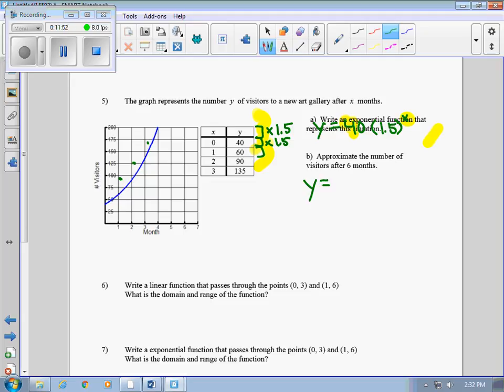Y equals 40 times 1.5 to the 6th. That's after 6 months. When you put that in your calculator, you will get 455.625. We have to round that. It's asking us to approximate the number of visitors after 6 months. So I'm going to round up, and that'll be about 456 visitors.